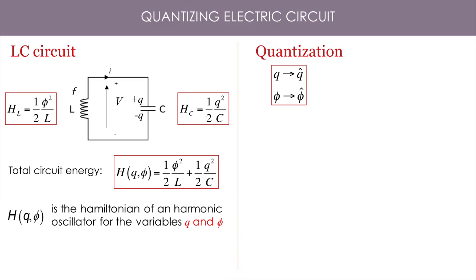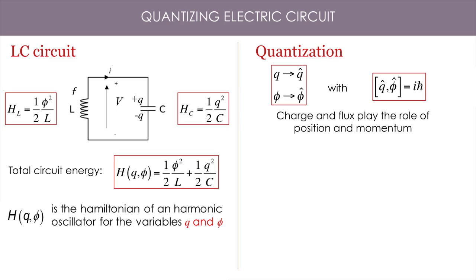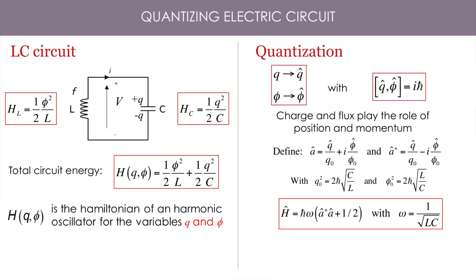We just have to turn Q and phi into operators verifying the commutation relation [Q, phi] equals i h bar. The charge Q and the flux phi play the role of the position and momentum as defined for a mechanical oscillator. As usual, in the case of a mechanical oscillator, we now define annihilation and creation operators A and A dagger as a function of the dimensionless charge and flux operators Q over Q0 and phi over phi0. You can finally check that the Hamiltonian reads h bar omega times A dagger A plus 1/2.